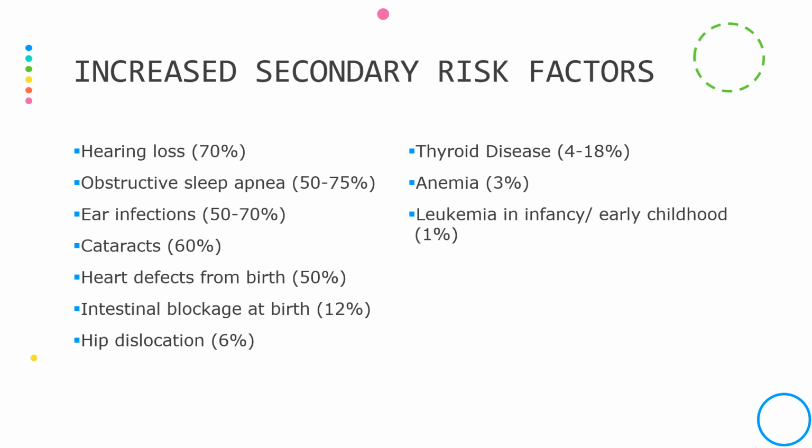Intestinal blockage at birth, typically requiring surgery, is at a 12% increase. Hip dislocation is at a 6% increase. Thyroid disease is anywhere from 4 to 18% increase. Anemia with iron deficiency is at a 3% increase, and leukemia in infancy or early childhood is at a 1% increase.